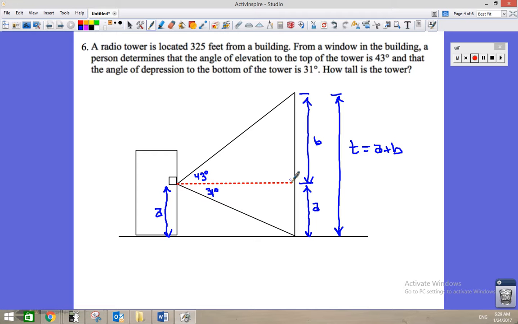So let's use these two right triangles to determine A and B. It tells us that the distance from the building to the tower is 325. We have the legs of these right triangles, so we'll be using tangent.